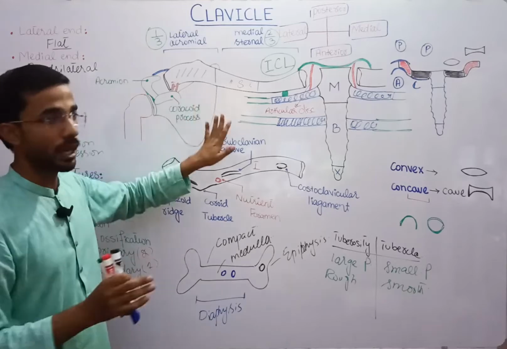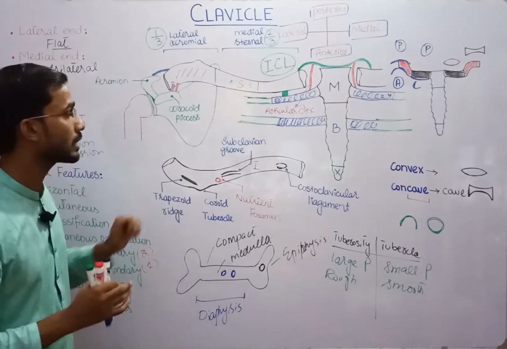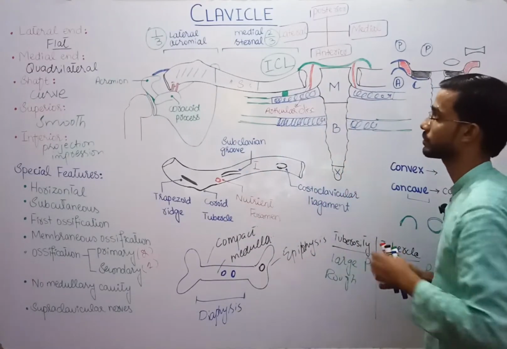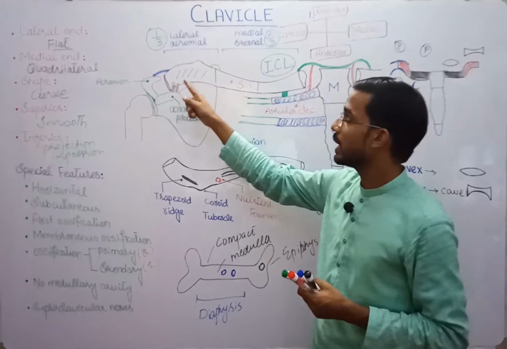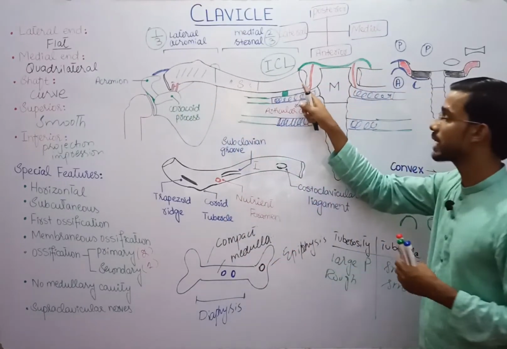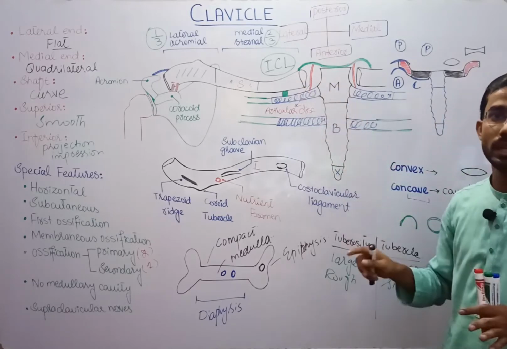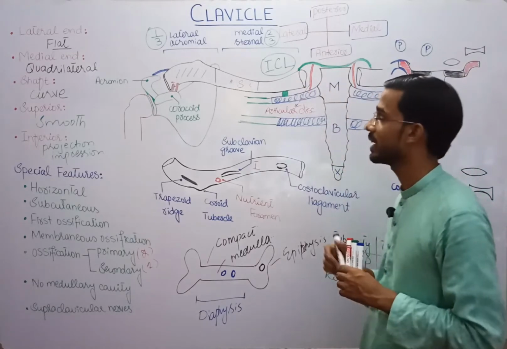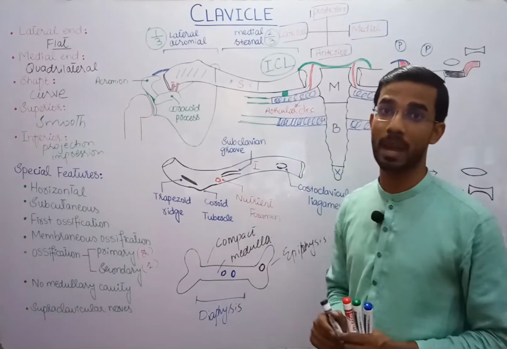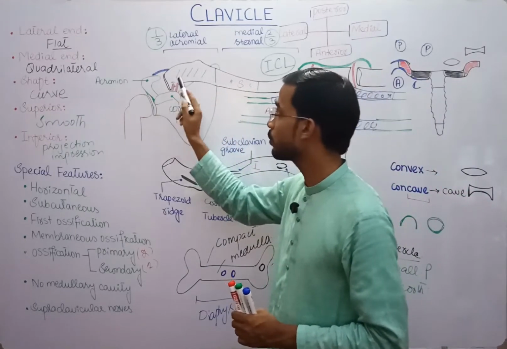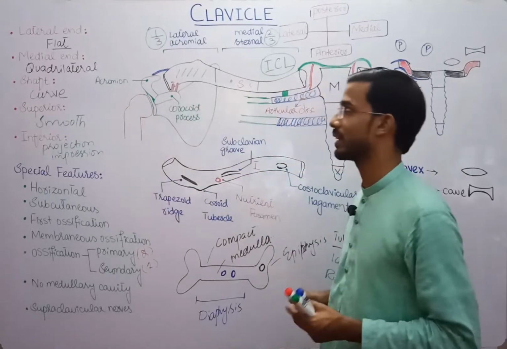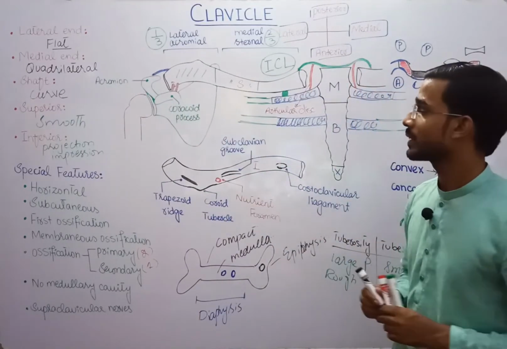So up till now we have discussed the medial side. Next we will see the lateral side. What happens to it? At the medial side, the clavicle joins the sternum through the sternoclavicular joint, and at the lateral side the clavicle joins the acromion process of the scapula, and the joint formed between them is the acromioclavicular joint, between the acromion and the clavicle, right?